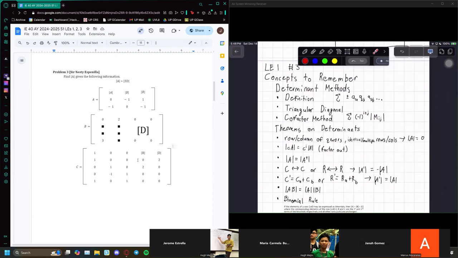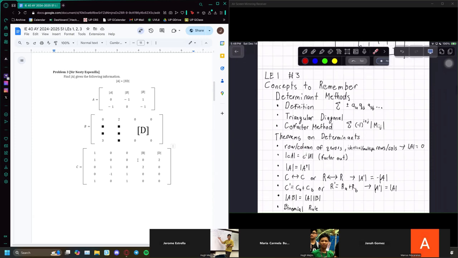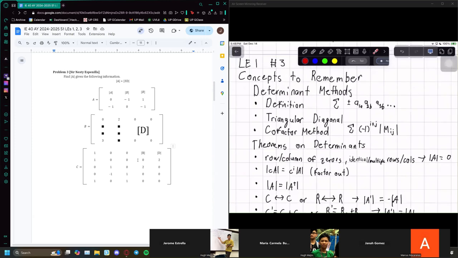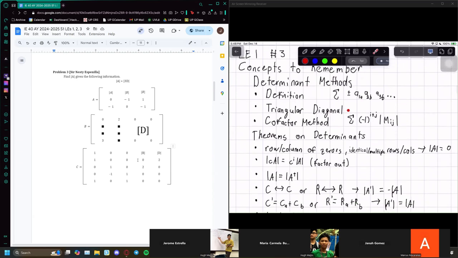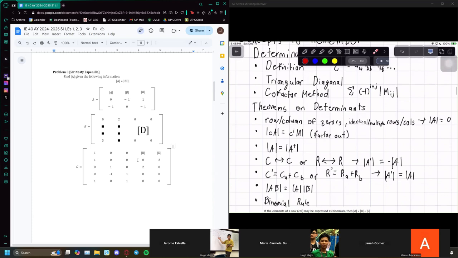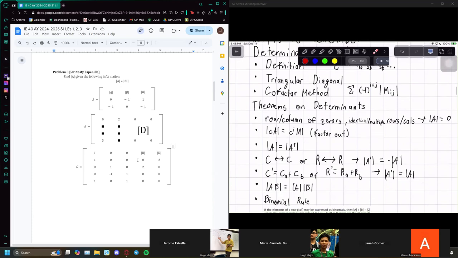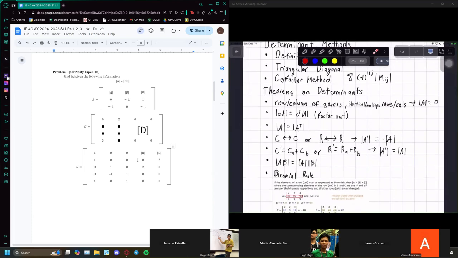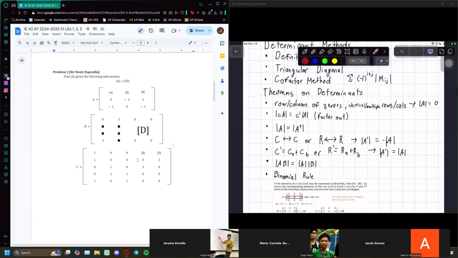So LE1, number 3. For problem 3, the concepts that we need to remember are the determinant methods. There's the definition of the determinant, the one that involves permutations and such. I can explain more about that later. And then triangular and diagonal, which we mentioned earlier. Cofactor method, I think Hugh did that in his first item, but I can also review it later. And theorems on determinants.